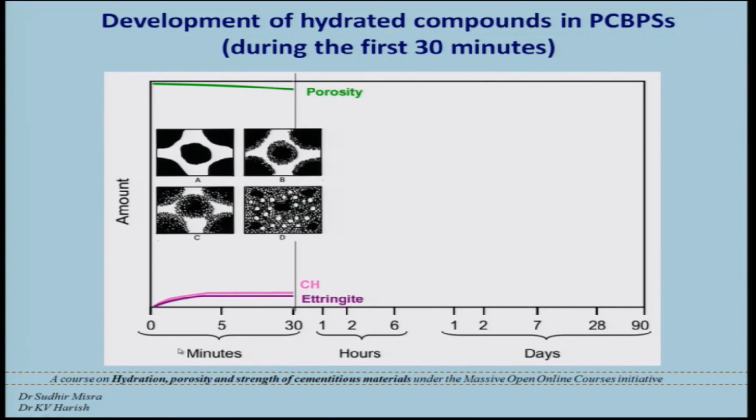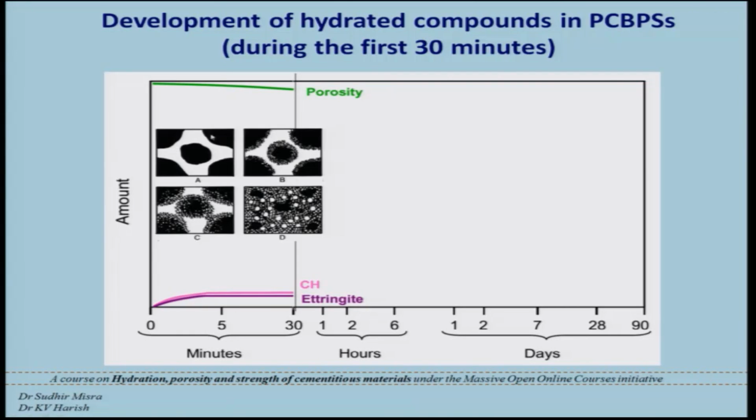Now, if you just consider the first stage, which discusses what is happening during the first few minutes, that is between 0 to 30 minutes, you find that ettringite, which is a hydrated product from tricalcium aluminate, is getting formed, and you also see that when the mixture is very wet, the porosity is extremely high. Remember that the capillary pores present in the matured state are generally formed in the region where water is present.